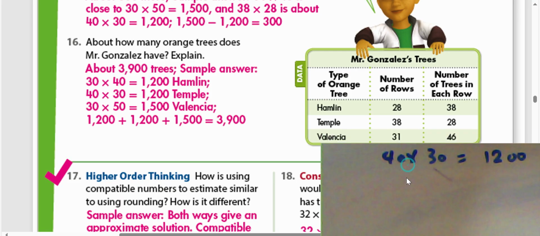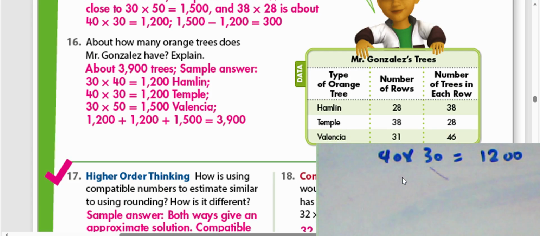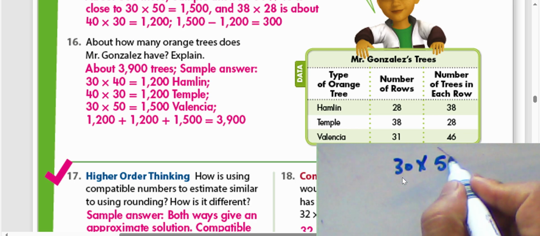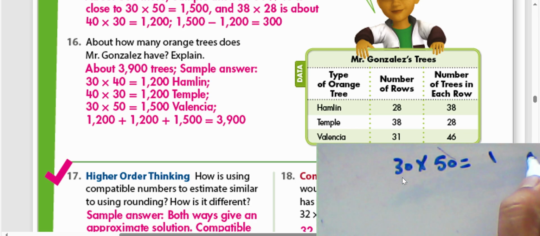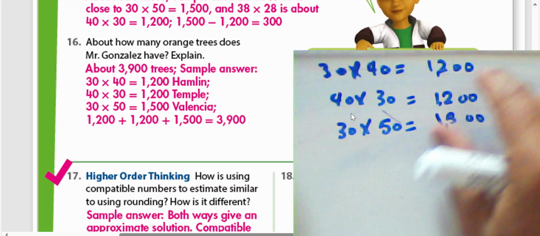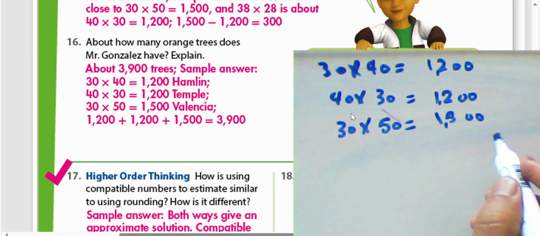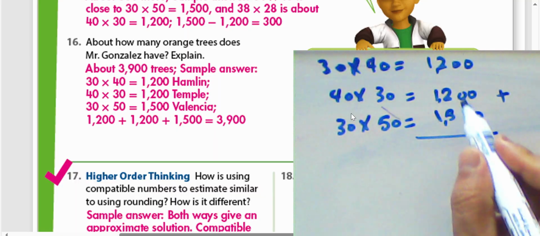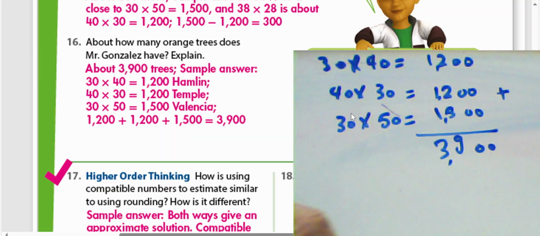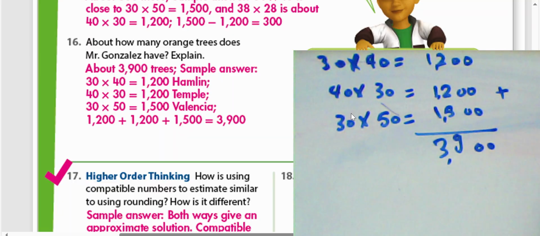And next question, 30 product by 46, 30 nearest to 30, 46 nearest to 50. Then the product between them, write double 0 and 3 times 5 equals 15. And then we can add all the answers here together. The result will be what? We can add together, write double 0 and total 12 plus 12 plus 15. Then the answer will be 3900.